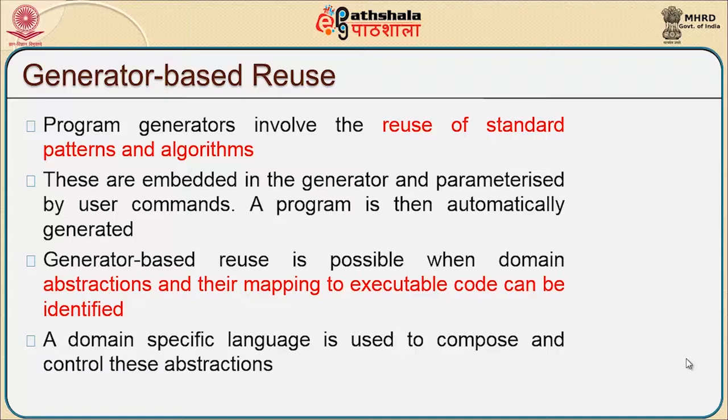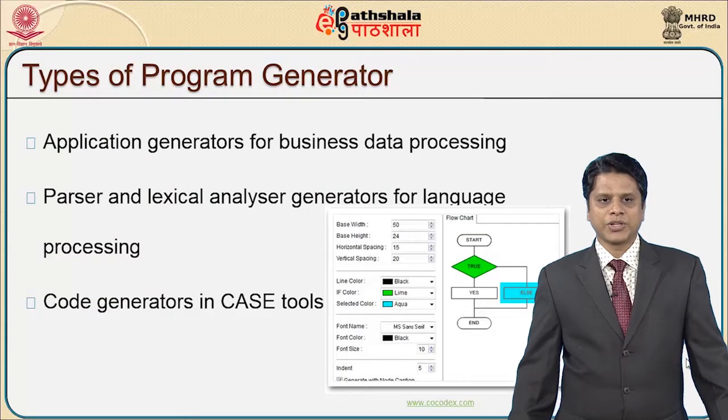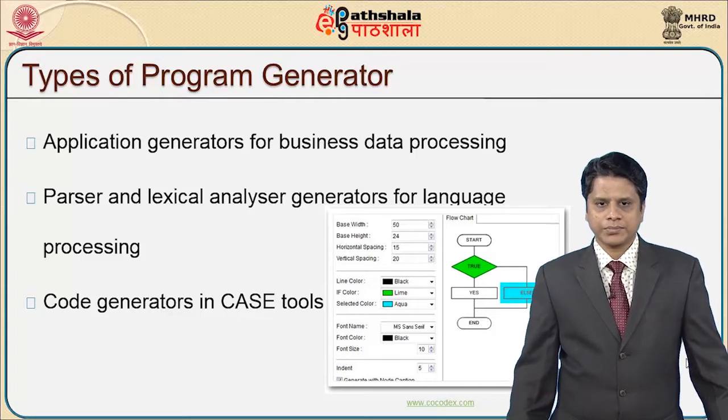Generator based reuse is possible when domain abstractions and their mapping to executable code can be identified. In any case where domain abstractions are predominant and their mapping is clearly indicated, we go for generator based reuse. A domain specific language is used to compose and control these abstractions. Types of program generator include application generator for business data processing, parser and lexical analyzer generator for language processing, and code generator for CASE tools.